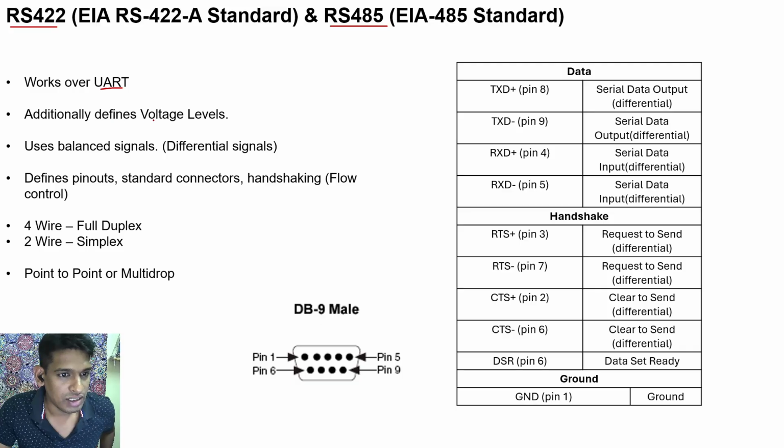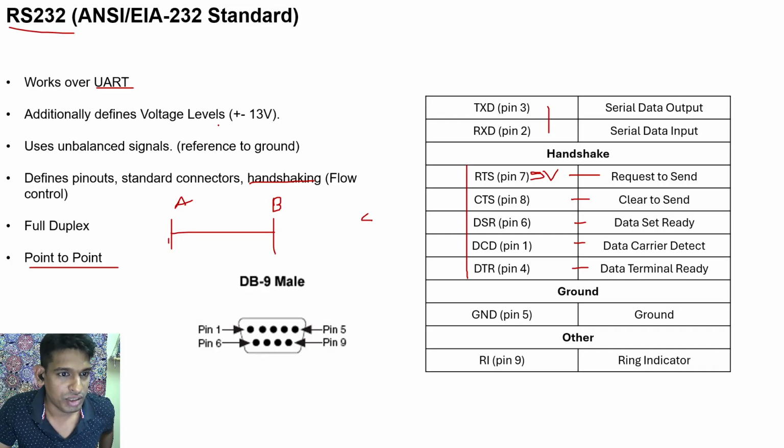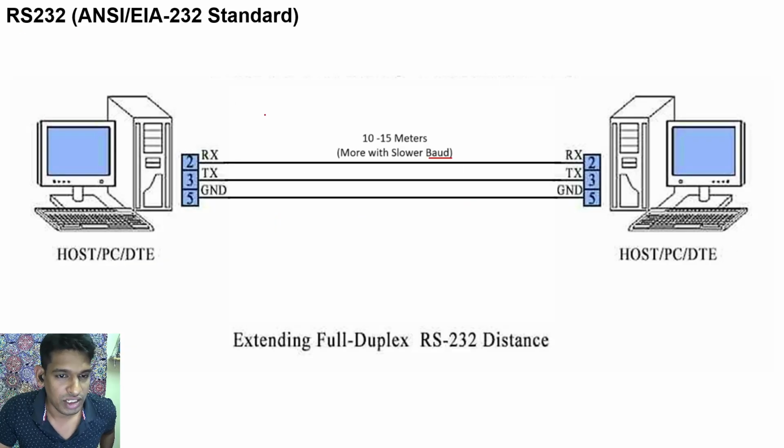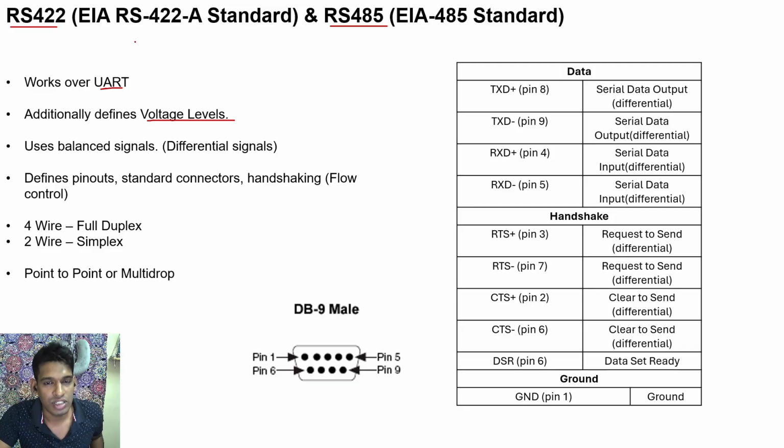Additionally, this also defines voltage levels. Previously, the voltage level defined by RS-232 was plus and minus 13 volt. RS-485 also defines voltage levels, but the voltage levels are not fixed per se. It depends upon the manufacturer, but always it will be above plus 5 volt and below minus 5 volt. Again it is using balanced signals.